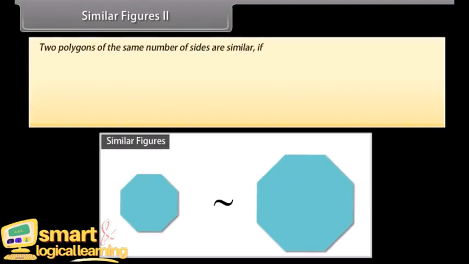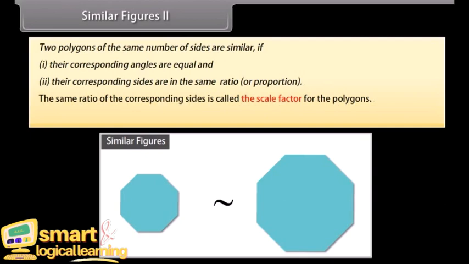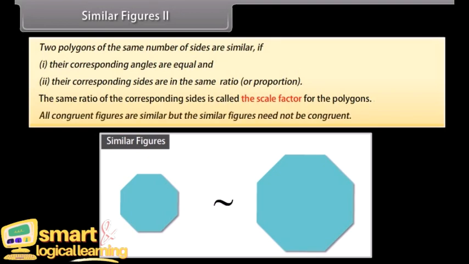Similar figures 2. Two polygons of the same number of sides are similar if: 1. their corresponding angles are equal, and 2. their corresponding sides are in the same ratio or proportion. The same ratio of the corresponding sides is called the scale factor for the polygons. All congruent figures are similar, but the similar figures need not be congruent.